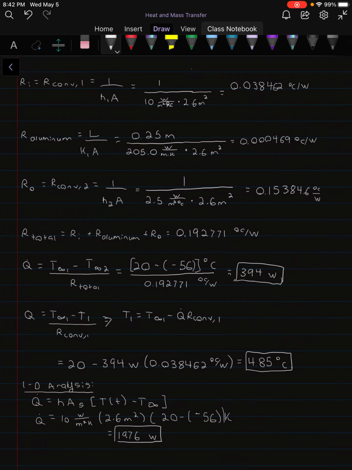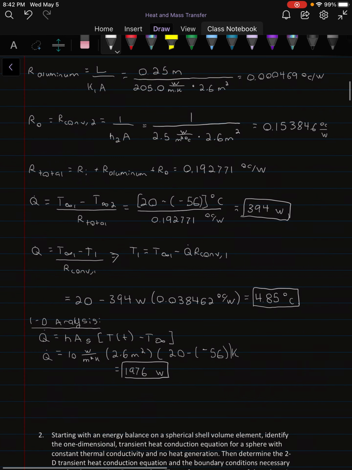And then to find the temperature, you can find T1 by saying (T infinity 1 minus T1) over R, the resistances, and you get 4.85 degrees C.